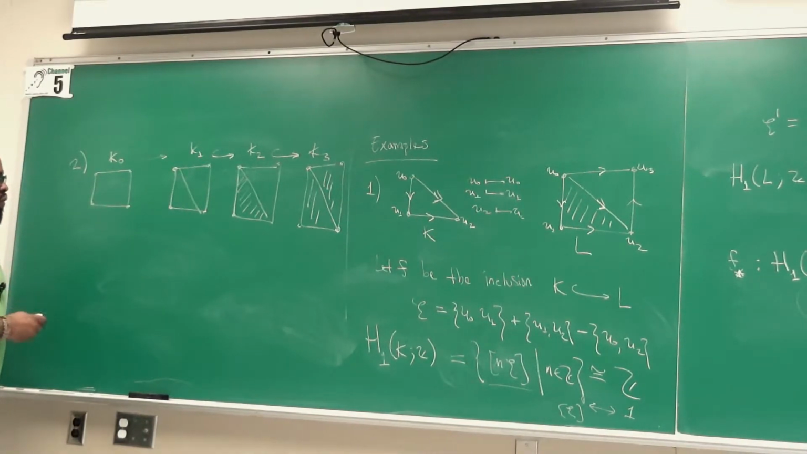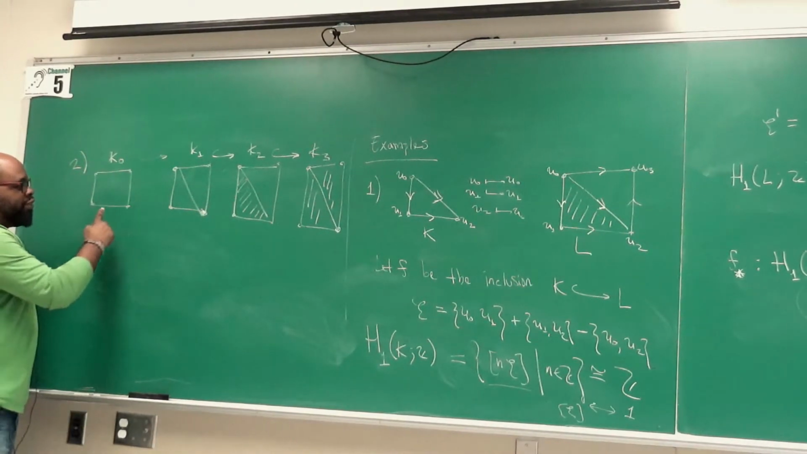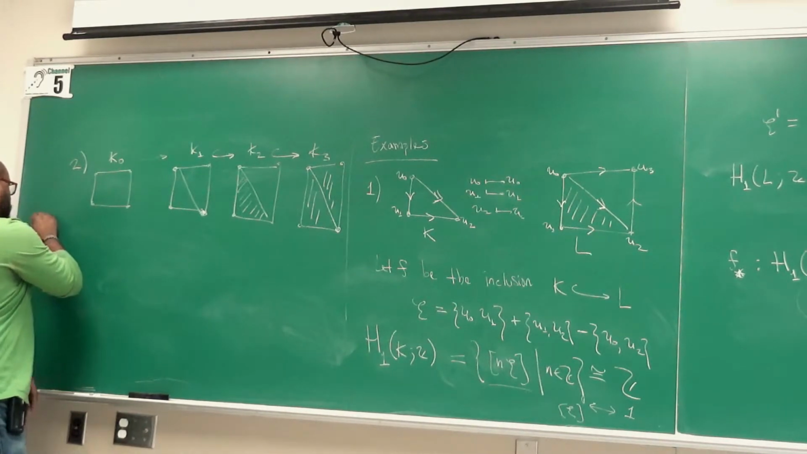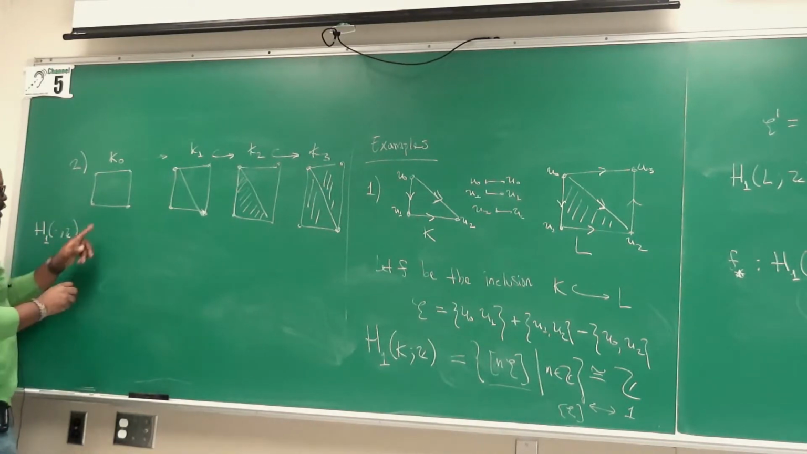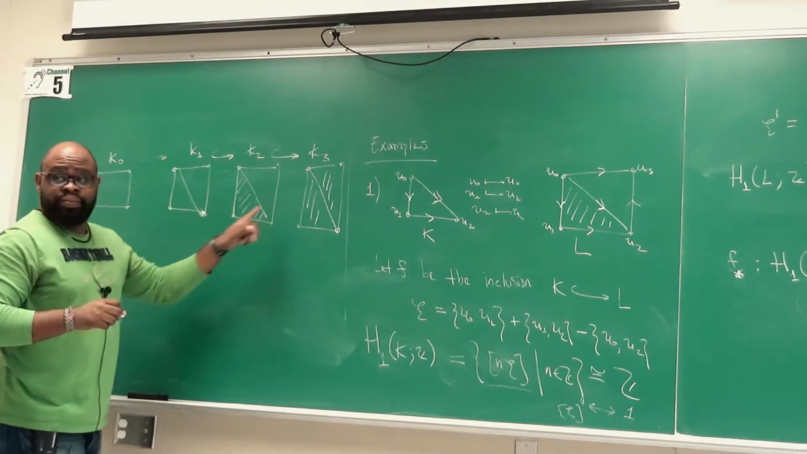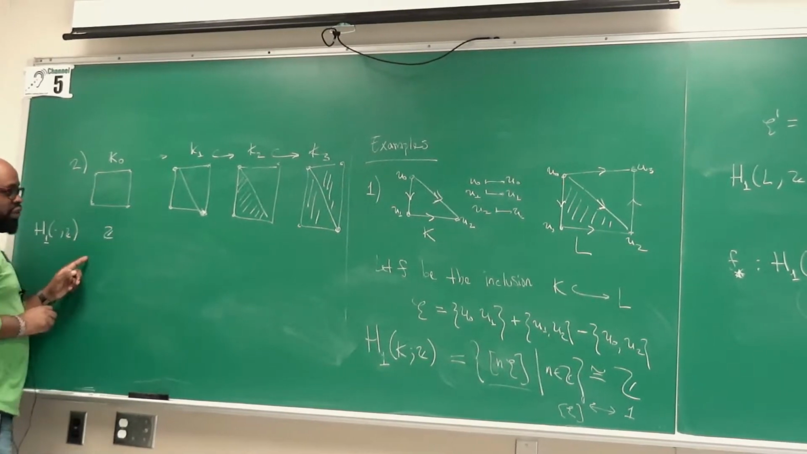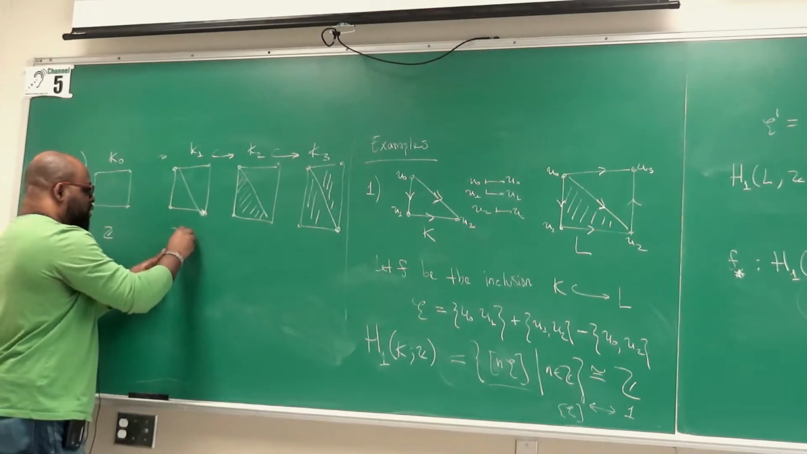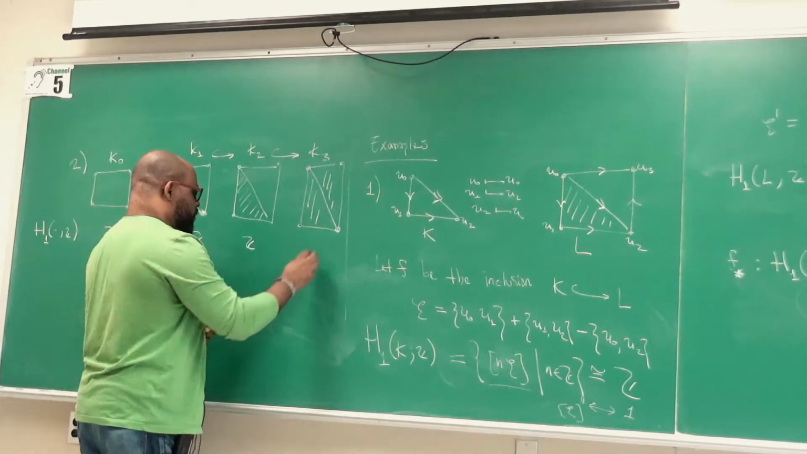Okay, so what I would like to do now is compute the homology of each one of these guys. I'm going to compute homology in dimension 1 of each one of these complexes. Here we have one hole, so that should be Z. Here we have 2 holes, so that should be Z cross Z. Here we have one hole again, and here we have no holes, so this should be 0.